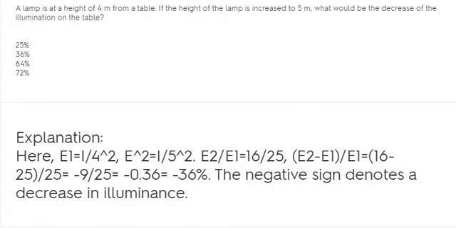A lamp is at a height of 4 m from a table. If the height of the lamp is increased to 5 m, what would be the decrease of the illumination on the table? 25%, 36%, 64%, 72%. Explanation. Here, E1 equals I / 4^2, E2 equals I / 5^2, E2 / E1 equals 16 / 25, (E2 - E1) / E1 equals (16 - 25) / 25 equals minus 9/25 equals minus 0.36 equals minus 36%. The negative sign denotes a decrease in illuminance.